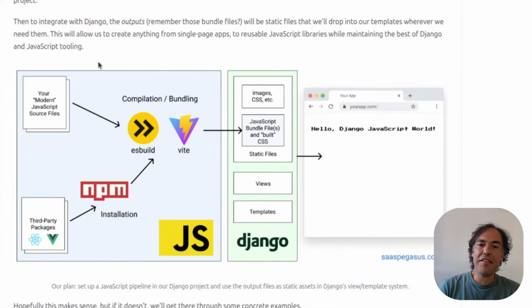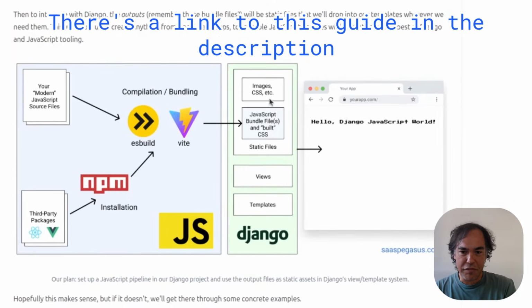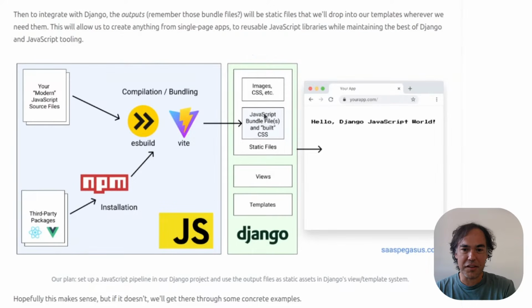Okay, so before we get into any of the details, I wanted to give a 1,000-foot overview of what we're going to end up building. Basically, we're going to have a normal Django project. This Django project is going to have views and templates and everything else. Then to the side of Django, we're going to have this whole JavaScript environment, which is going to be managed by a build tool called Vite.